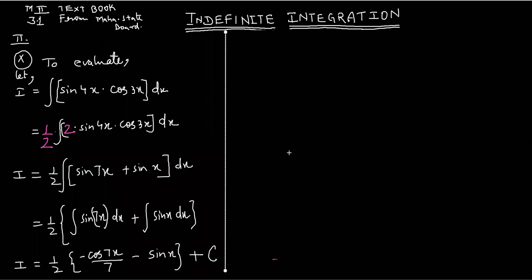Okay. Then I move to the next one. I solve the next question. The next question I take from the third exercise, the eighth one. We need to evaluate the integral of cos squared x dx. So I will write, let I equal the integral of cos squared x dx.